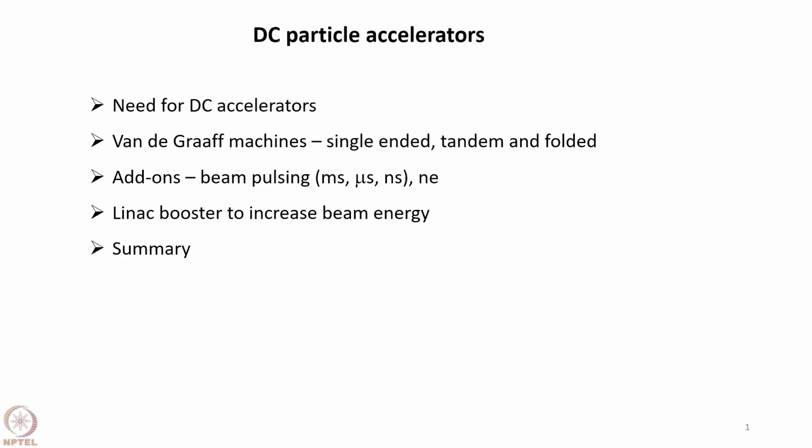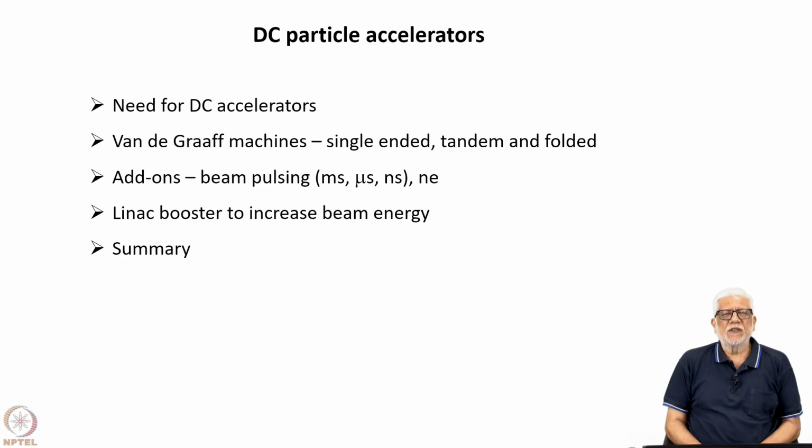Okay, so in this, the 11th lecture, we will talk a little bit more in detail about DC particle accelerators. By DC, of course, we mean beams that are coming continuously in time, and this is roughly the way we will go about it. The need for DC accelerators, then we will talk about three kinds of Van de Graaff machines: single-ended, tandem, and the folded tandem.